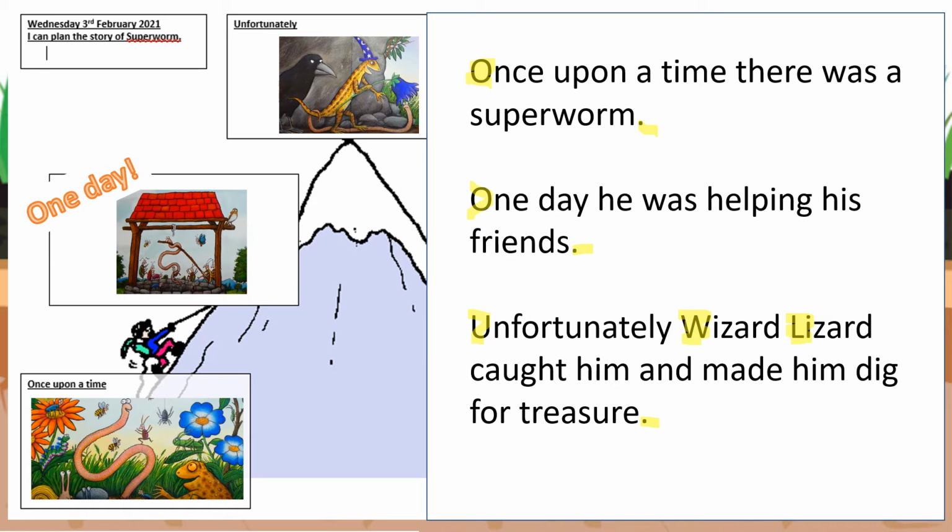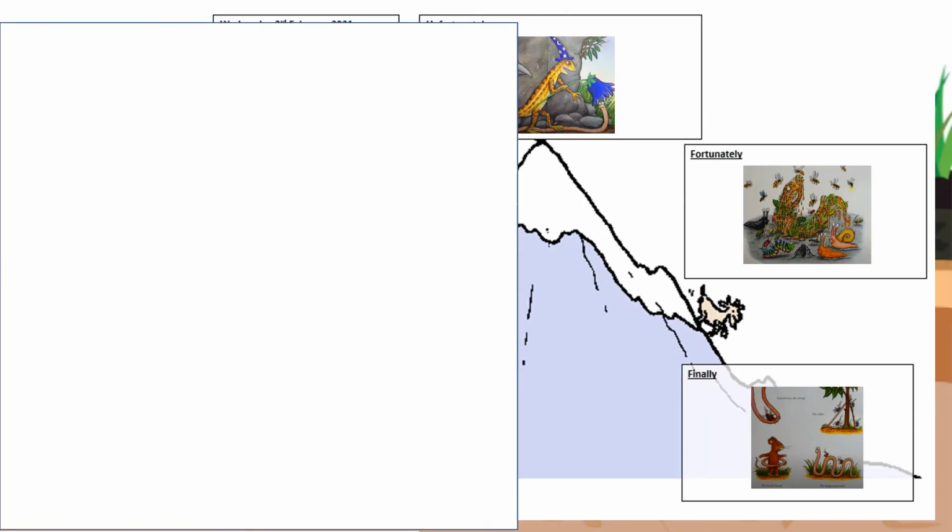Now, if you're using your plan from yesterday, you'll notice that the words that I've put in the boxes already have their capital letters. So that will help you to make sure that you are starting your sentences with a capital letter. When you write your next bit, you don't need to start the next bit with a capital letter because it's not a new sentence. So once upon a time there was a superworm is all one sentence. It just needs one capital letter at the beginning. Let's go on to the last 2 sentences.